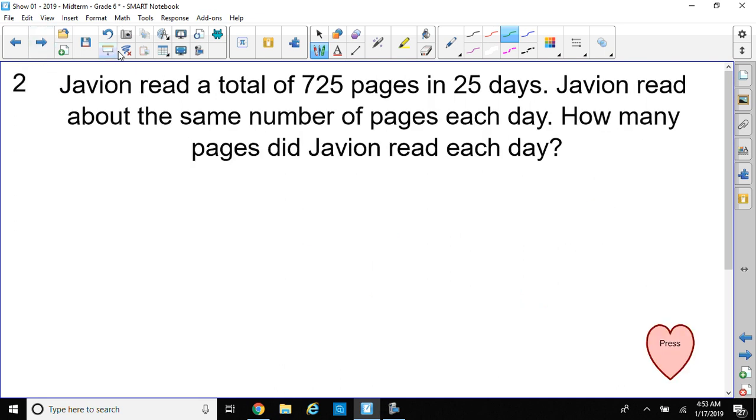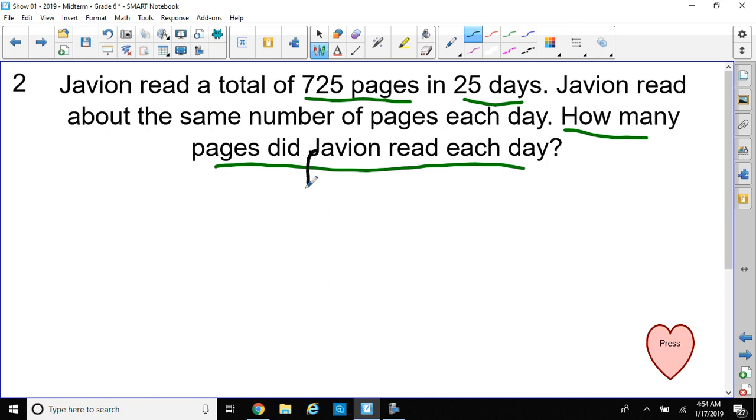Let's see what we got. Javion read a total of 725 pages in 25 days. Wow, that's a lot of reading. Javion read about the same number of pages each day. Okay, so there were 25 days, so we should do a little text coding here. A lot of pages and 25 days. How many pages did Javion read each day? So we want to know how many pages he read each day. So in one day, I'm going to pretty much do what I just did a moment ago with that other problem. I'm going to make a proportion out of it.